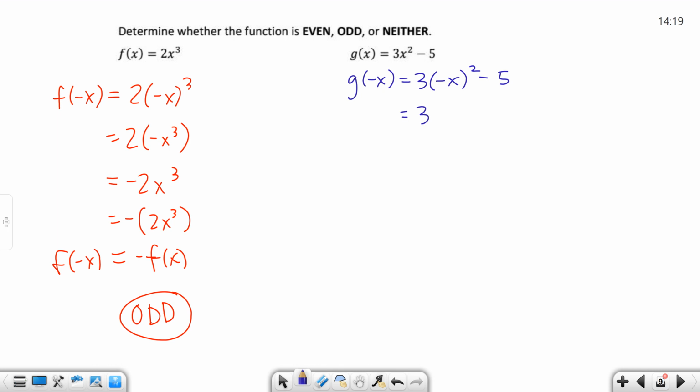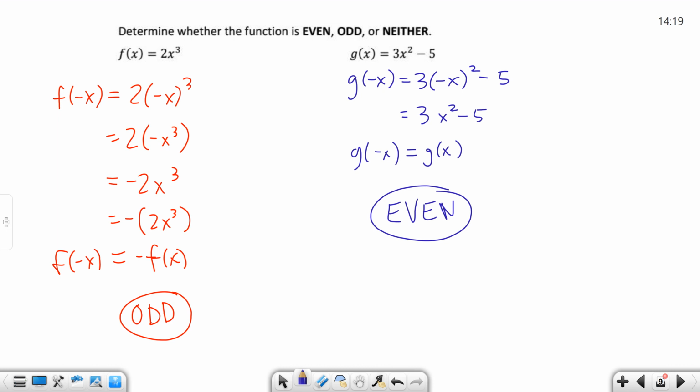Again, this is 3 times x squared minus 5, and that is the same thing as the original. So we said this equals g of x. Bring this side down: g of negative x equals g of x. That is exactly what an even function is.